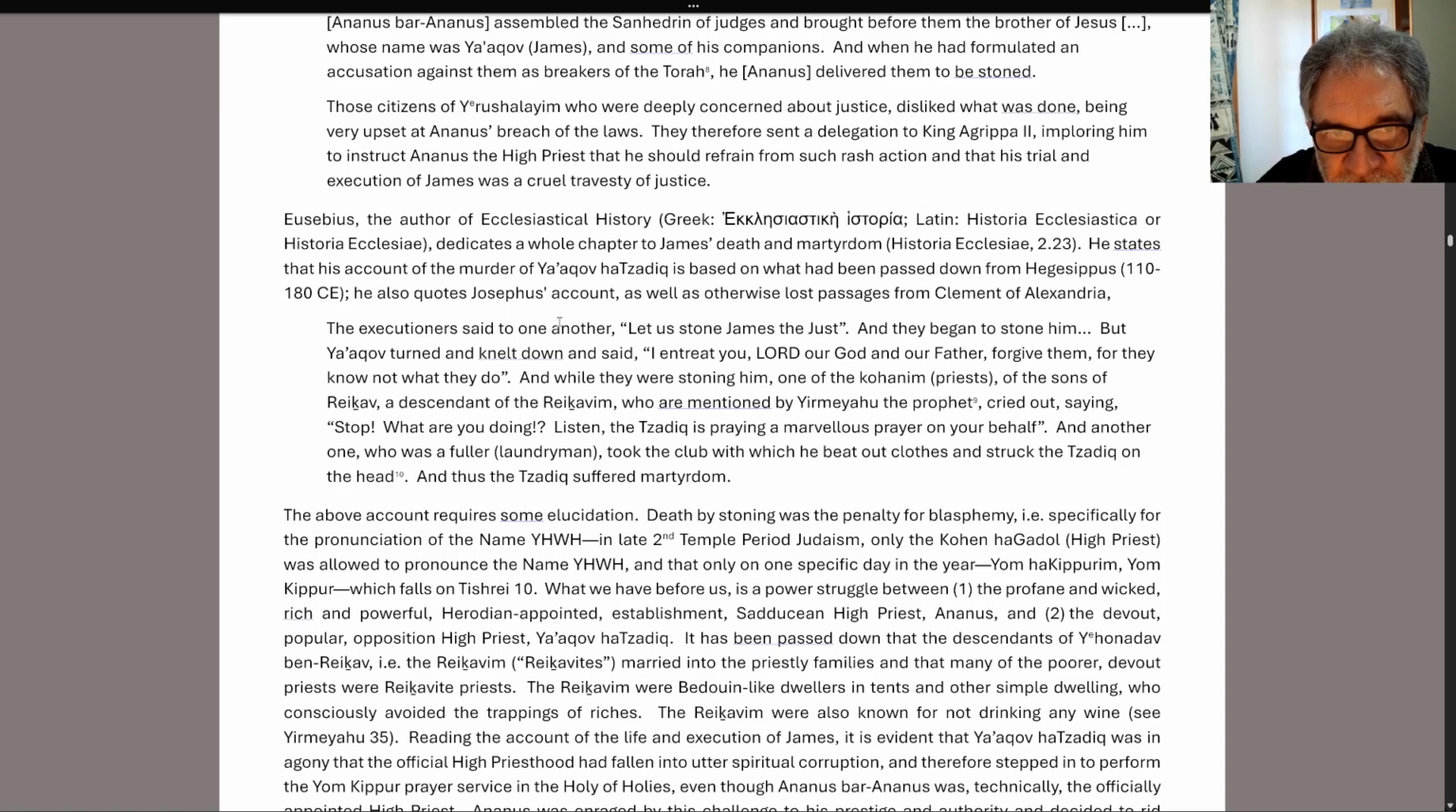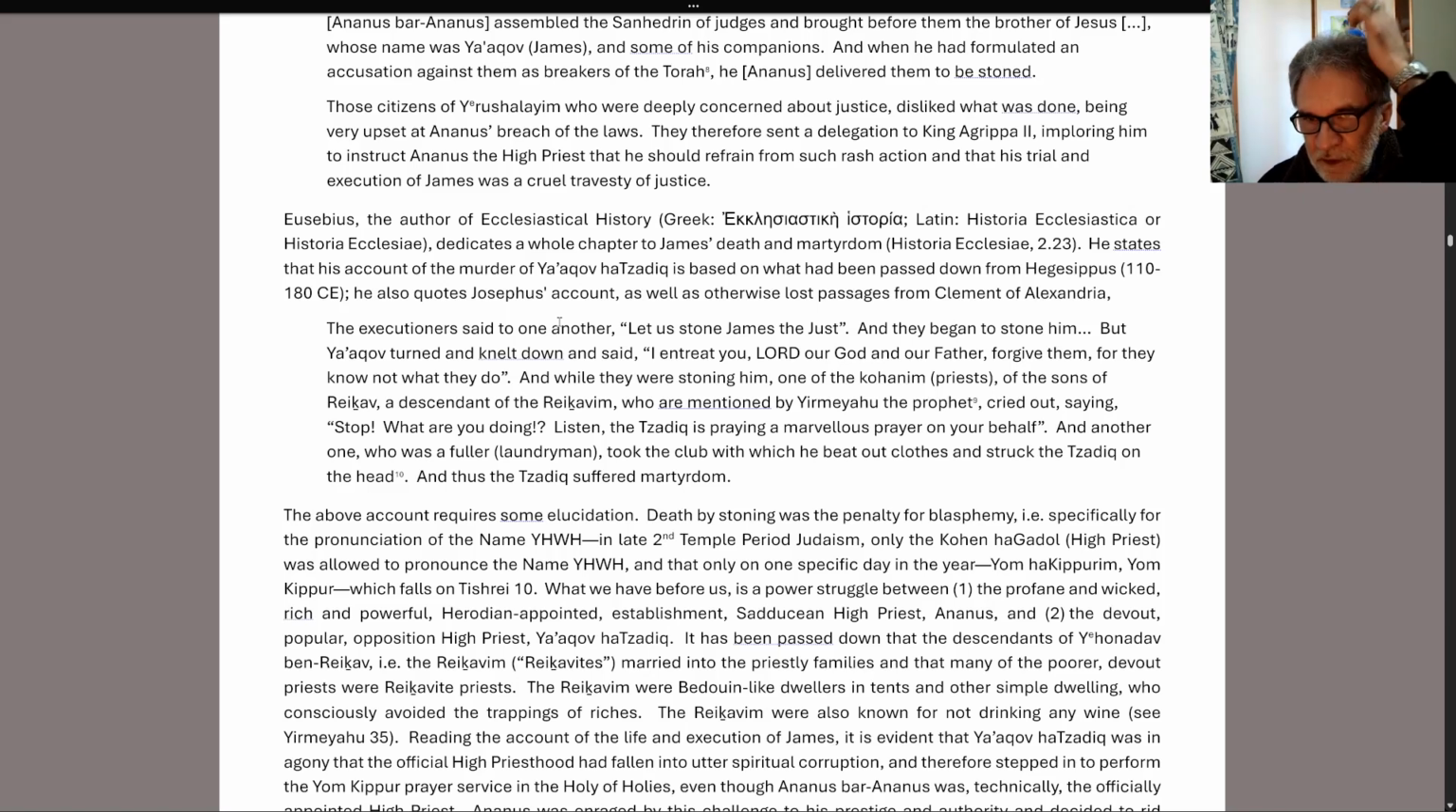The executioners said to one another, "Let us stone Yaakov Tzaddik." And they began to stone him. But Yaakov turned and knelt down and said, "I entreat you, Hashem, Eloheinu, and our Father, Avotenu, forgive them, for they know not what they do."